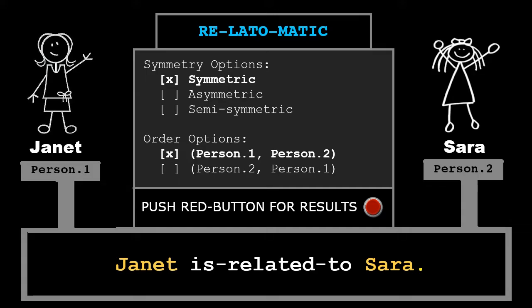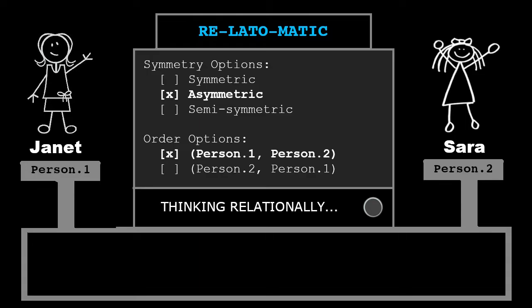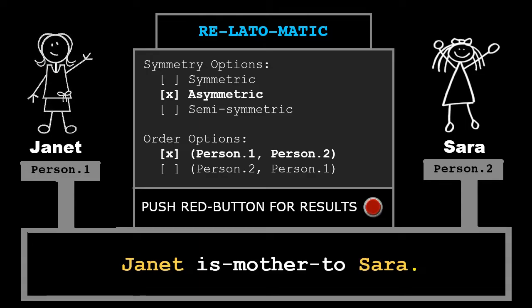I see 3 symmetry options. Presently we are set for symmetrical. Let's change that to asymmetrical. Press the red button and see what the machine says. Janet is mother to Sarah. Cool. Now we know that Janet is Sarah's mother.